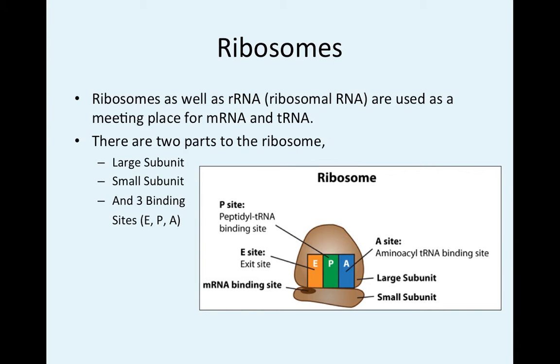Okay, so now let's get to the last player, which is the ribosomes. The ribosomes, as well as rRNA, are used as a meeting place for mRNA and tRNA. So that's our third RNA, which is rRNA, and that's just a ribosome. There are 2 main parts of the ribosome. We have the large subunit, this big part here with the E, P and A sites attached, and then the bottom is the small subunit. On the large subunit, we have 3 binding spots, and we'll talk about that in a second.